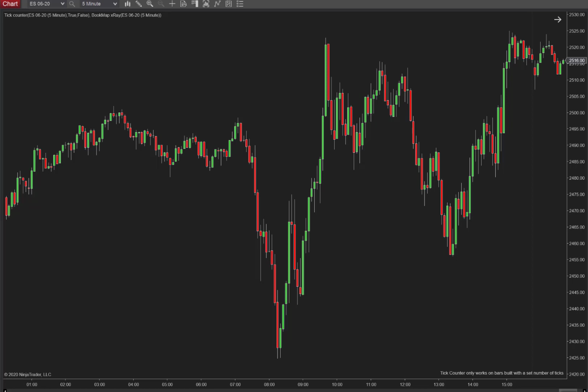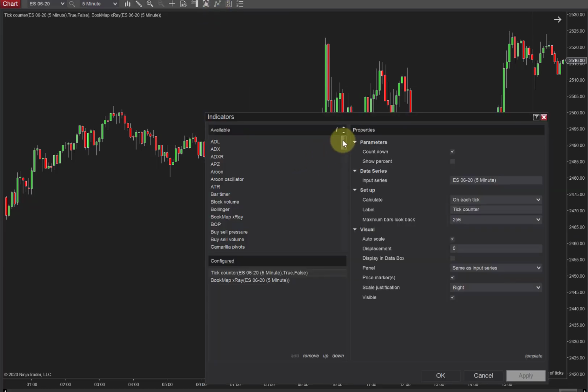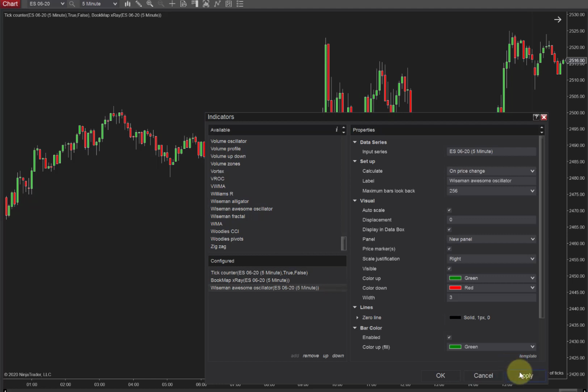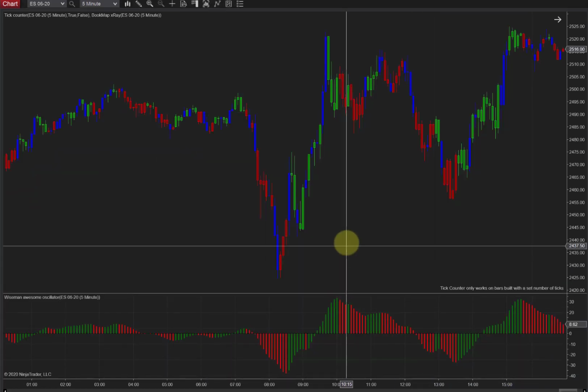All right, so what we have pulled up right now is from Thursday, April 2nd, and this is on NinjaTrader, and there's something I need to show you on NinjaTrader. So when you go to your indicators, the Awesome Oscillator is down, and it's called the Wise Man Awesome Oscillator. All right, now you'll more often hear it be called the Williams, but in here it's called the Wise Man, and when you first pull this up, you're going to say, what in the world am I looking at?